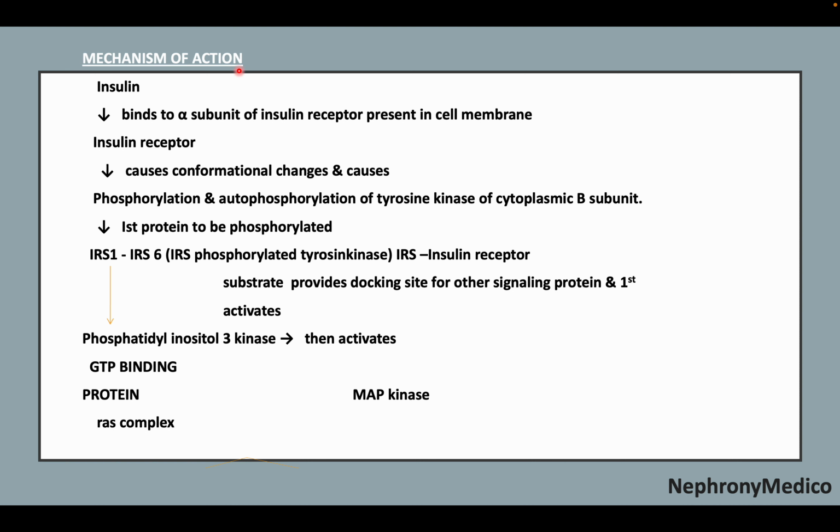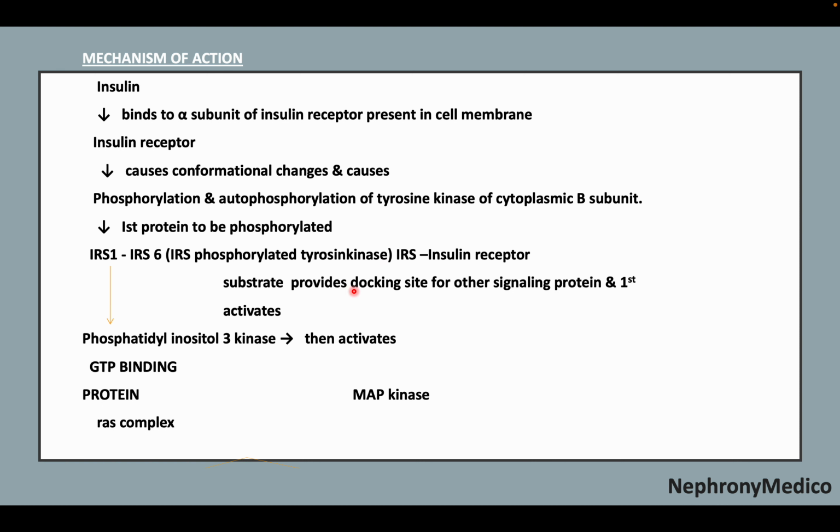Now, mechanism of action of insulin. The insulin binds to the alpha subunit of the insulin receptor present in the cell membrane, and it causes conformational changes and causes phosphorylation and autophosphorylation of the tyrosine kinase of the cytoplasmic beta subunit, and it is the first protein to be phosphorylated. And there are insulin receptor substrate 1 and insulin receptor substrate 2 phosphorylated by tyrosine kinase.